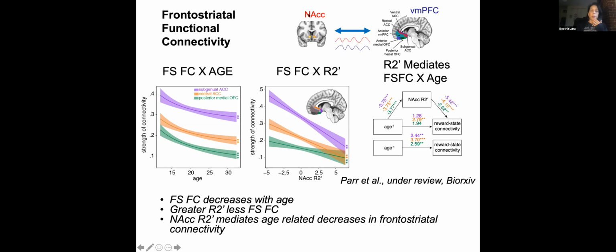Then she also found that greater amounts of tissue iron were actually related to weaker frontal striatal connectivity, supporting what we're trying to find developmentally. And then with the mediation analyses, she found that tissue iron was actually mediating these decreases in frontal striatal functional connectivity.